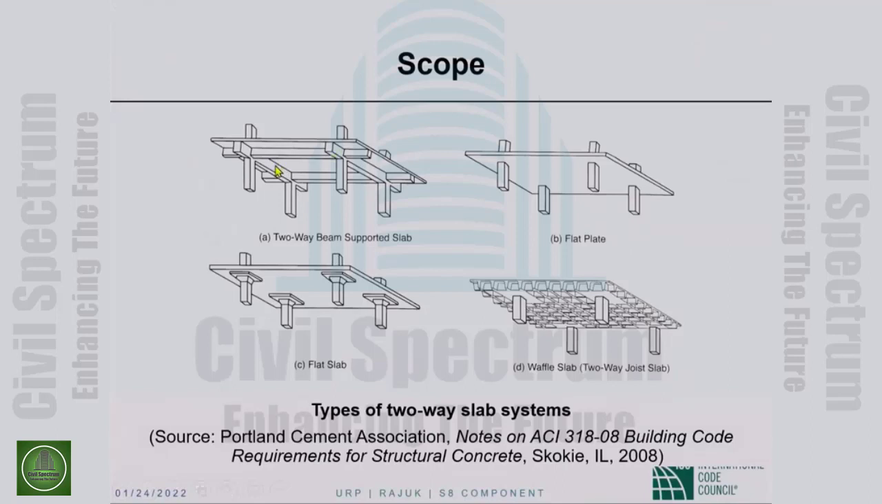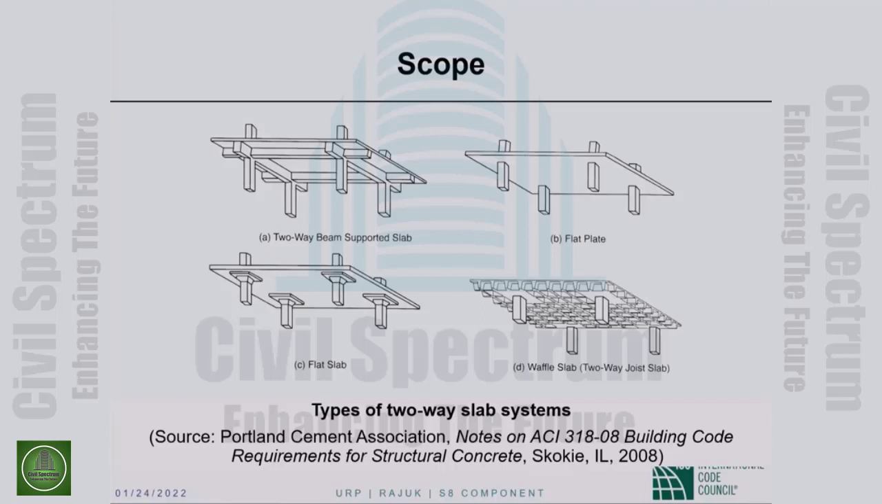Slabs originally used to be supported on beams on all four sides, as you see in the first picture. Now, this type of a slab transfers loads by bending in both directions, in the short direction and in the long direction. The short direction is stiffer, so bending in the short direction transfers more load than bending in the long direction.